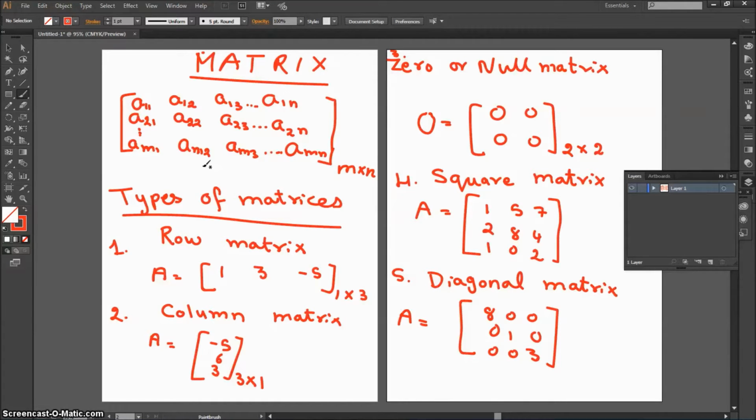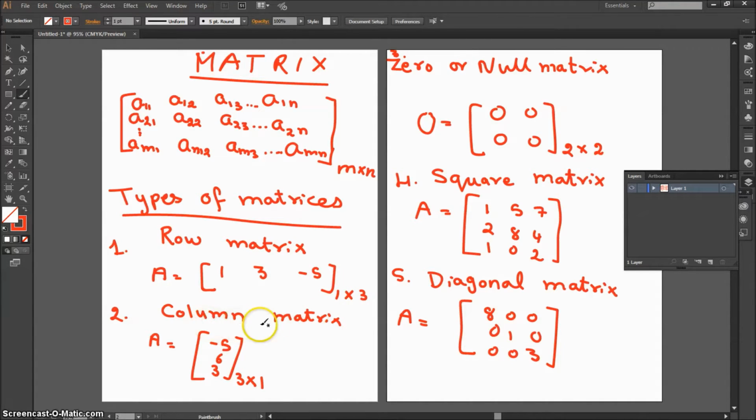Now there are different types of matrices. First one is a row matrix. A row matrix means it has only one row. For example, A, look at this matrix A: 1, 3, minus 5. So how many rows are there? Only one row. But how many columns? 1, 2, 3. So the order of the matrix is 1 by 3.